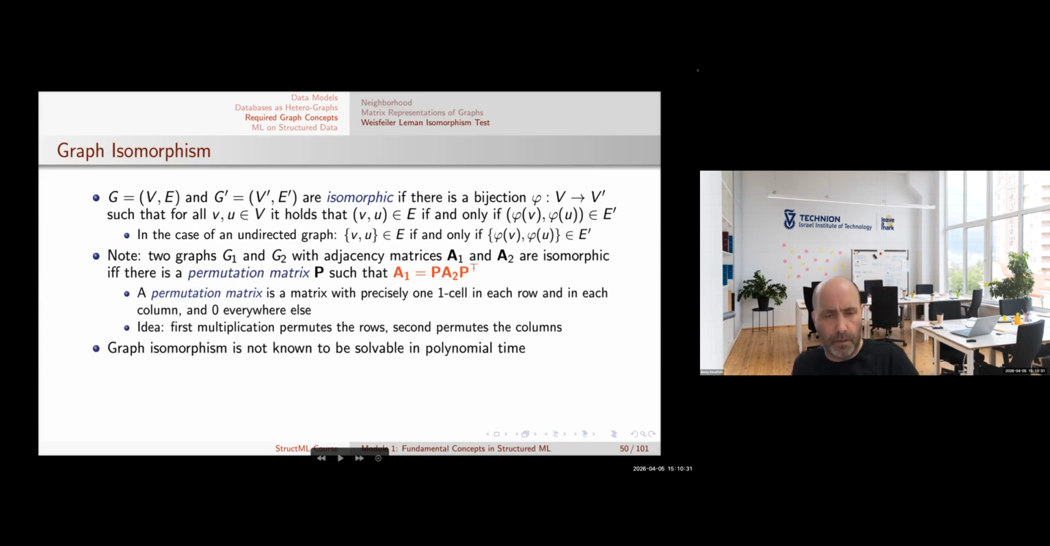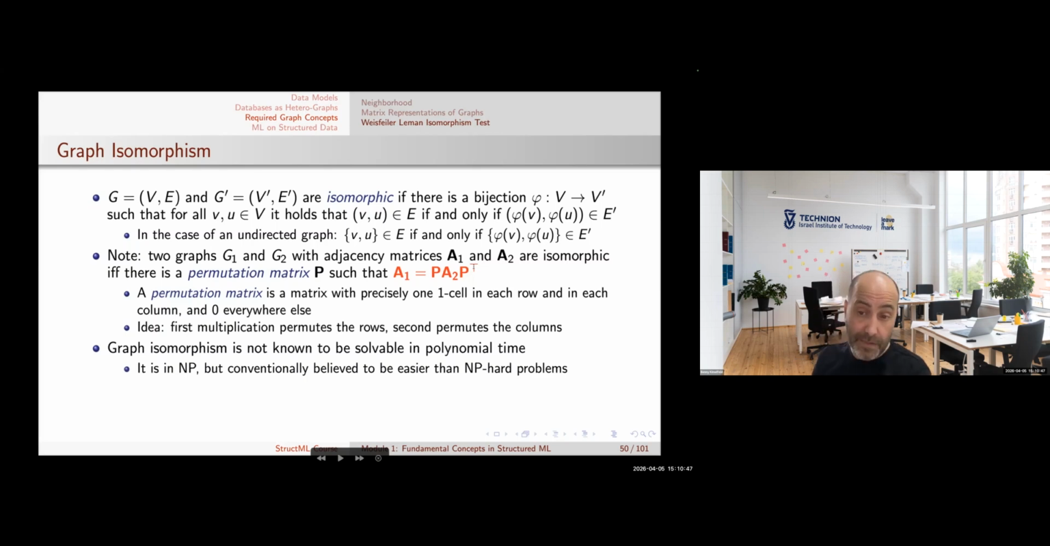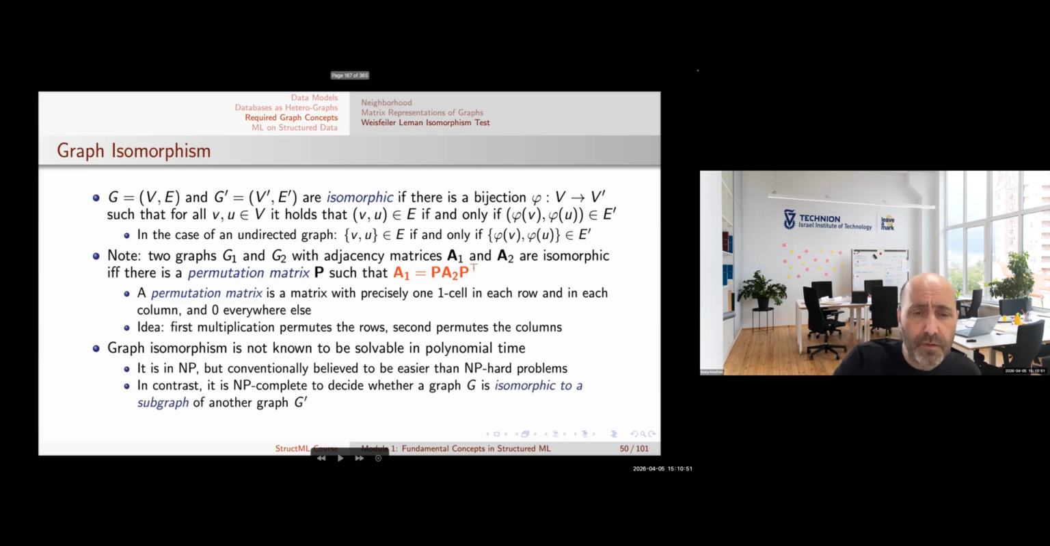Now, graph isomorphism has an important role in computer science, and in particular in theoretical computer science, complexity theory. It is not known to be solvable in polynomial time. It is conventionally believed to be easier than NP-hard problems. It is definitely in NP. There are some variants that are definitely NP-hard, like testing whether the graph G is isomorphic to some subgraph of another graph G prime.